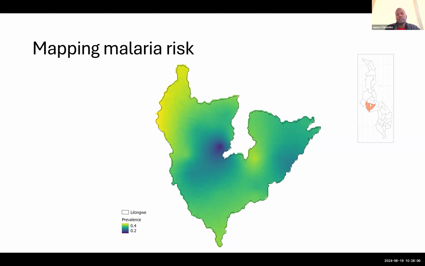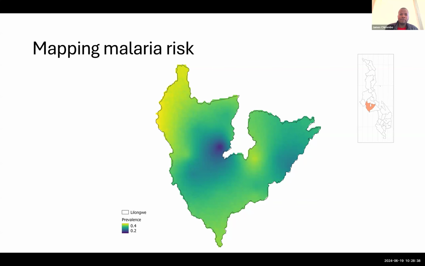This kind of map is generated using raster data. After you fit a model, the model outputs or the predictions, you can convert that into raster data so that you are able to visualize something that is continuous. Okay? So this is using raster data that we have generated from the model to visualize the changing malaria risk to identify hotspots.